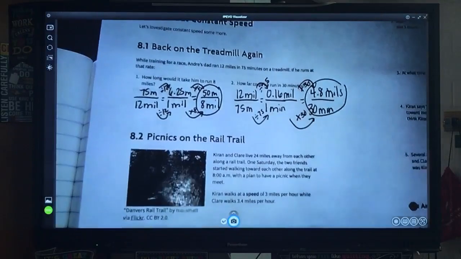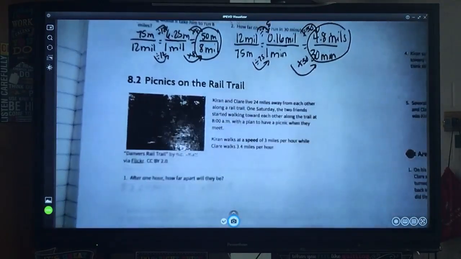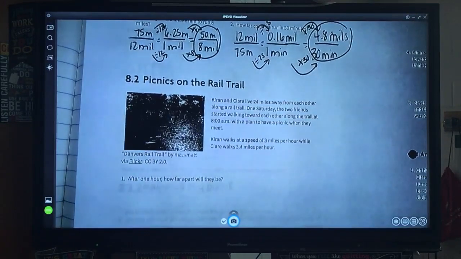So this is your scenario. Kieran and Claire live 24 miles away from each other along a rail trail. One Saturday, the two friends started walking towards each other along the trail at 8 a.m. with a plan to have a picnic when they met. Kieran walks at a speed of 3 miles per hour while Claire walks 3 4/10 miles per hour. So what is their rate?